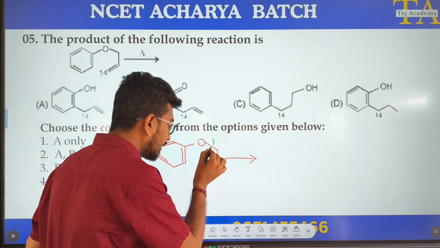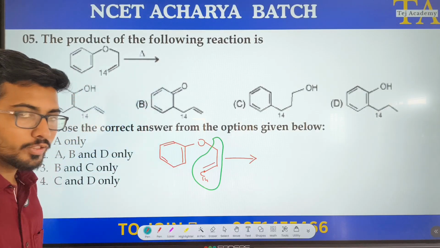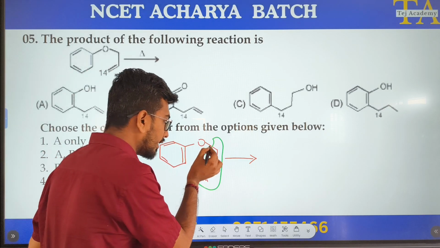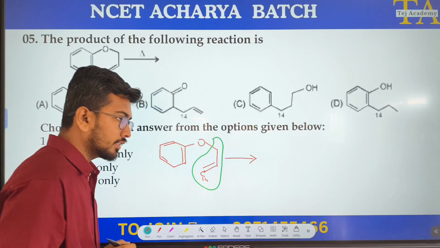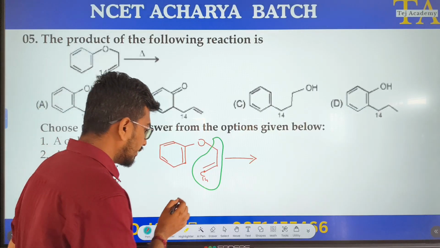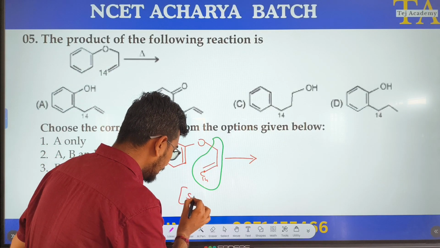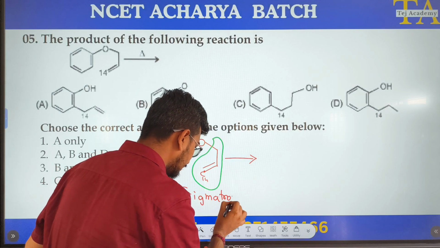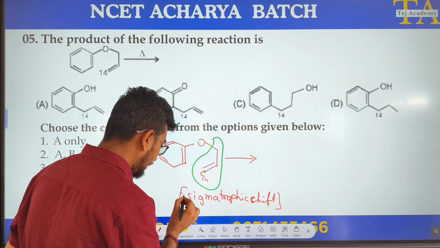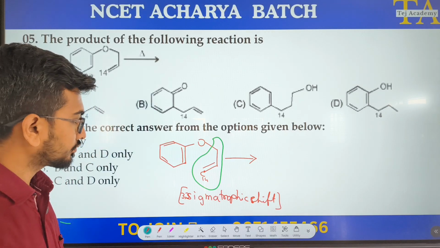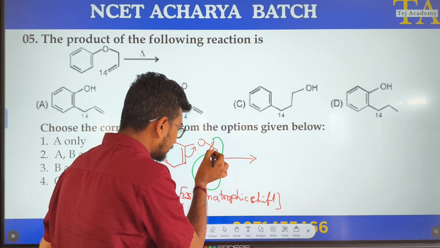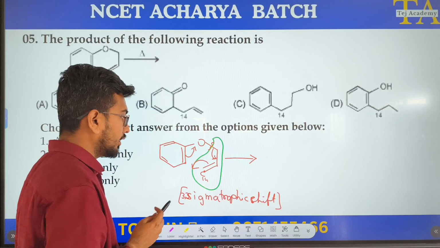See here, the allyl group which is present here will shift towards the ortho position of the benzene. The allyl bond which is attached to the oxygen will shift towards the carbon present at the ortho position in the benzene. This mechanism happens based upon a sigma-tropic shift, that too, we can call this a 3,3 sigma-tropic shift. Now see here, the double bond will shift, this bond will break and this bond will shift, and here a new bond will form.